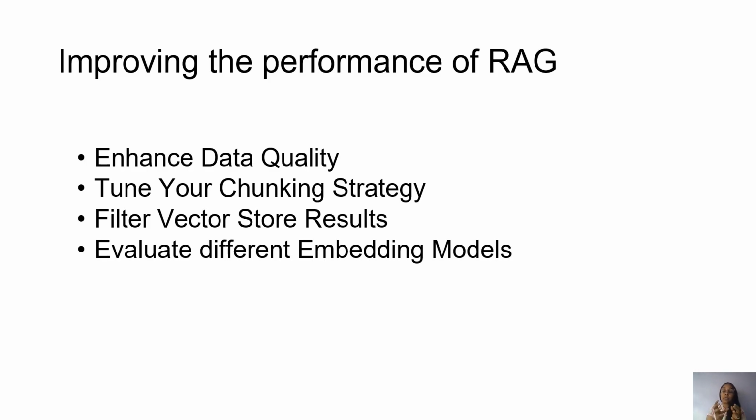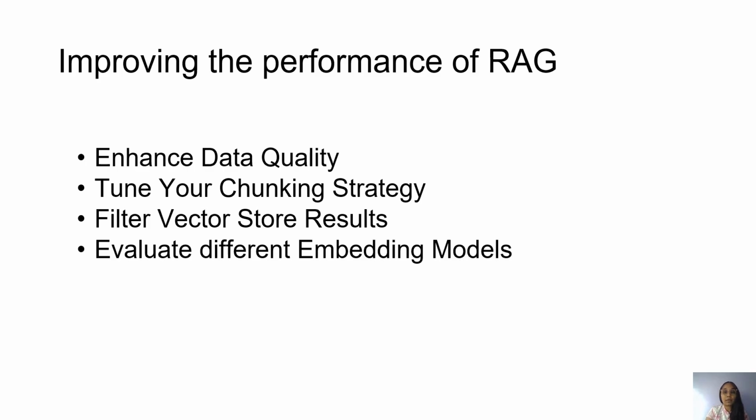And also consider fine-tuning your embedding models to better capture your domain-specific terminology and the nuances. So these are some of the ways to improve the performance of RAG, but it is not limited to only these. There might be some others out there. I just picked a few of the things that you can use to improve the performance of RAG.